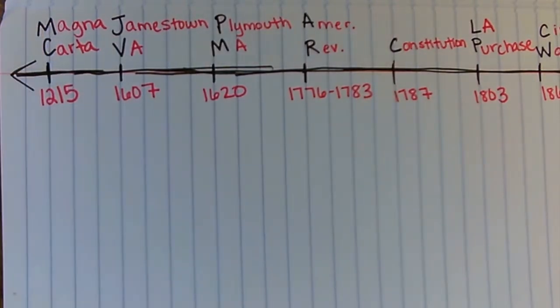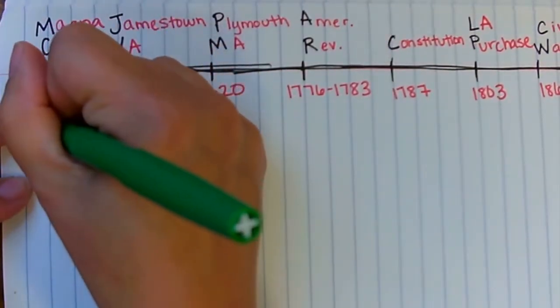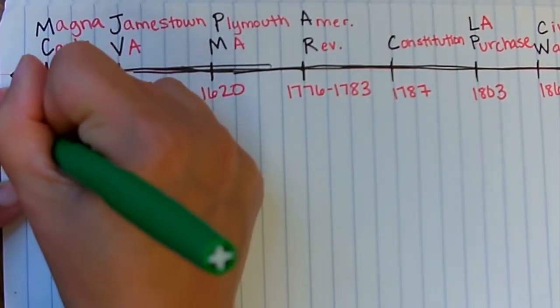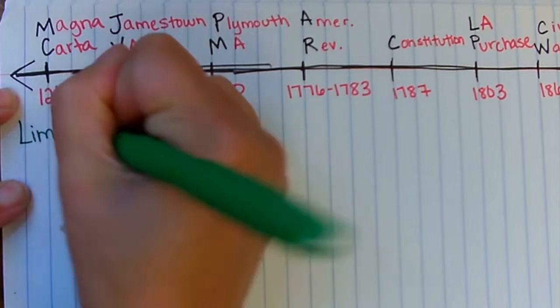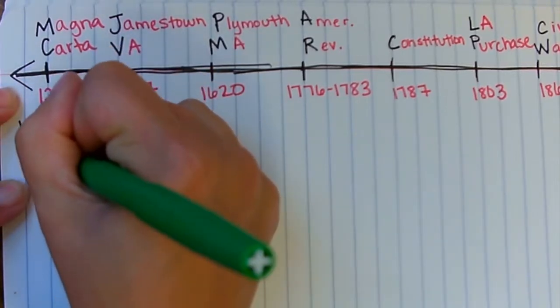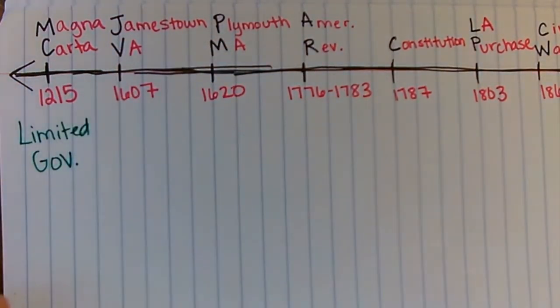And so the Magna Carta 1215 gave the idea of limited government. Limited government means that the government must follow the laws that they create. The king and parliament cannot just do whatever they want. They have to follow the laws too. They have to follow the rules.